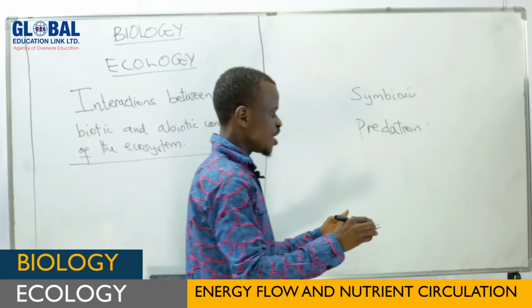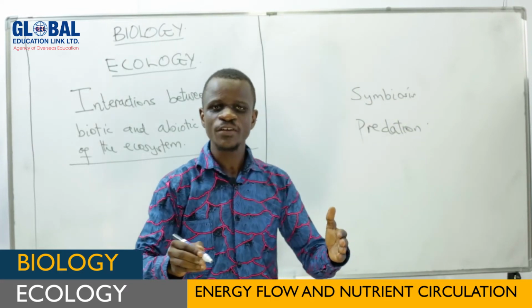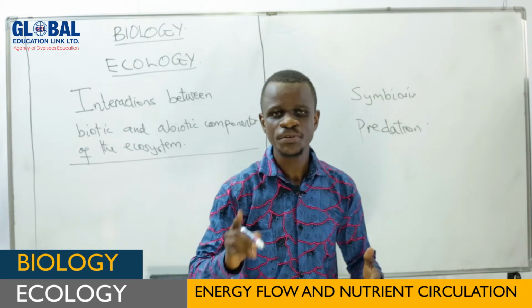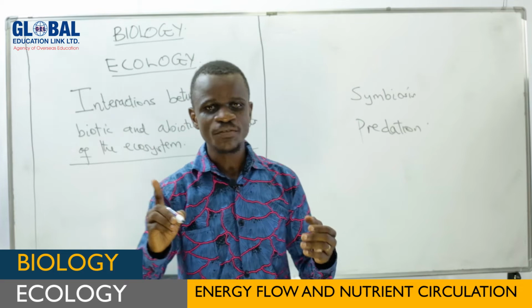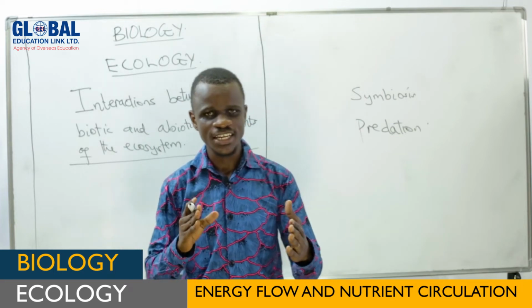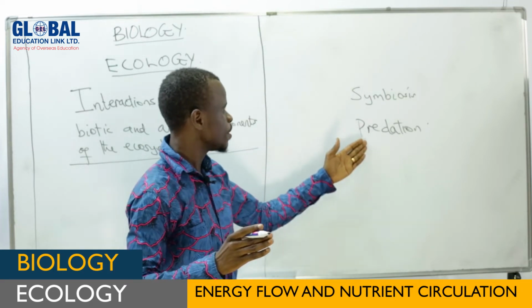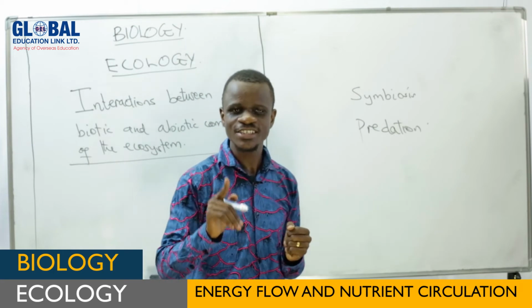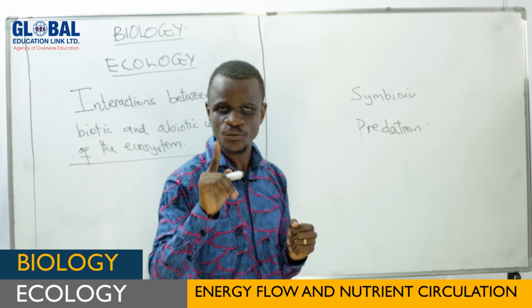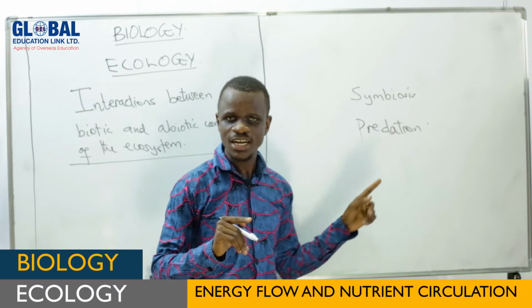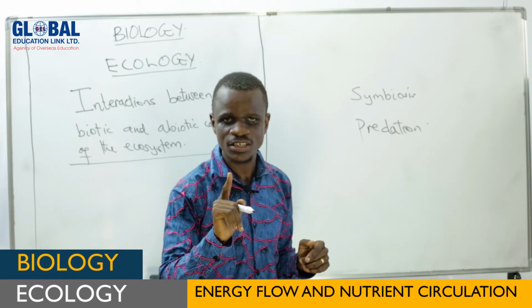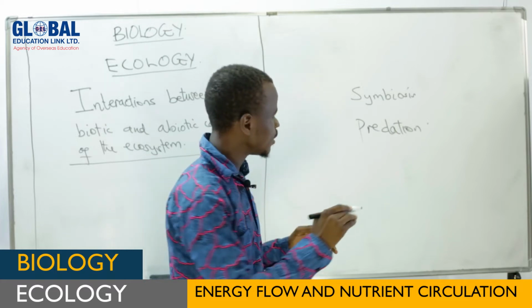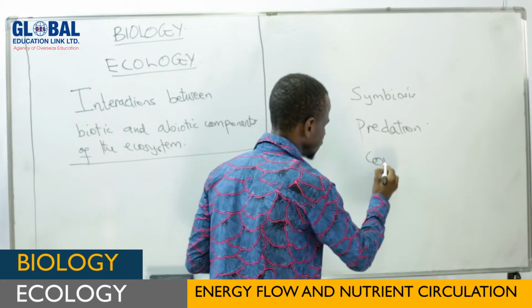Then we said about predation. My student, in predation I said we have a hunting animal called a predator and the animal which is hunted called prey. Therefore, the interaction between a predator and the prey is called predation. That is interaction between biotic components of an ecosystem. A predator is biotic, it is living. A prey is also biotic because it is living. Then we talked about competition.